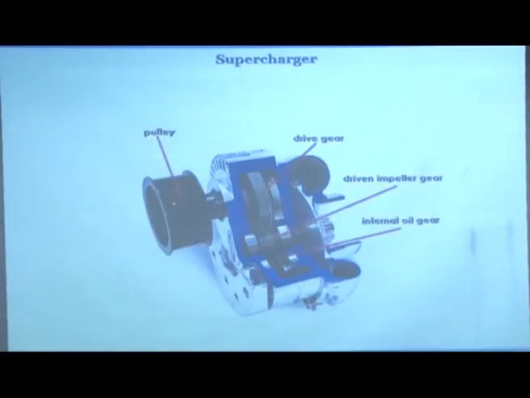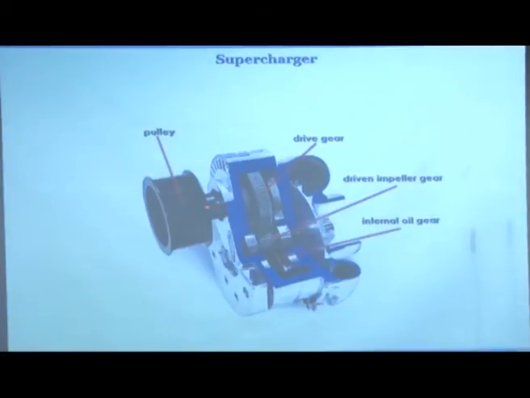Here the system is that you have a drive pulley. Why do you need this drive gear or gearbox? Because you have to increase the speed to very high levels, and the engine does not operate at such high levels. The gearbox is required to increase the speed, otherwise the centrifugal compressor will not start compressing the air. And then you see here you have a lot of internal gears, which have to be dipped in oil, and this is the impeller gear.